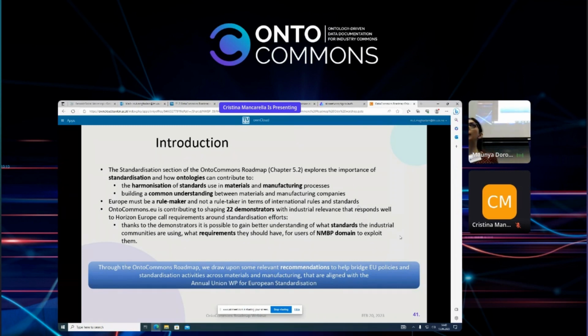In particular, in OntoCommons, I think we're lucky from many points of view. First of all, OntoCommons started in 2020. Then, I think 1 year after, in February 2022, 2 years after, there was the EU standardization strategy. And one important concept was that Europe must be a rule maker and not a rule taker in terms of international rules and standards. I think this is a fundamental concept, and we need to be realistic.